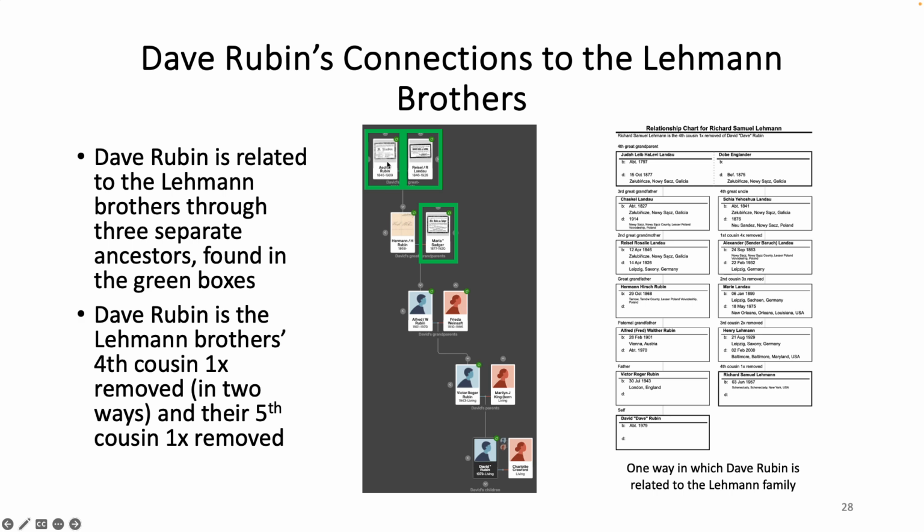Asher Rubin is a connection through Marie Landau's mother, but these two, Razel Landau and Maria Sadger, are through the Landau side. So Dave Rubin happens to be the Lehmann brothers' fourth cousin one times removed in two ways, and also their fifth cousin one times removed. Now, what's interesting is because there are all of these connections, David appears as a closer connection than he really is, because there are so many different ways in which he is cousins with the Lehmann brothers. This is why we see such a close DNA connection.